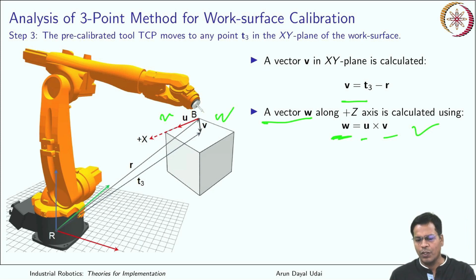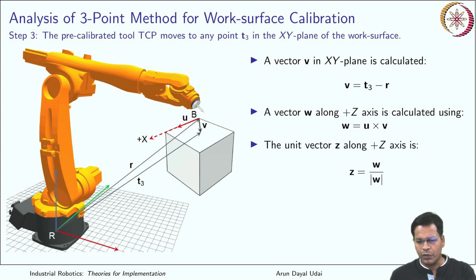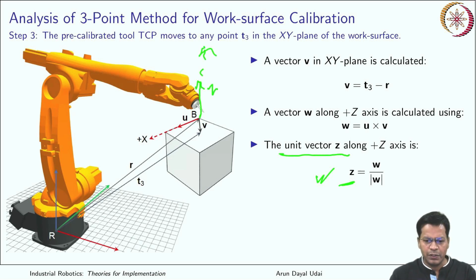So you got w. Now I am ready to find my unit vector along the z axis. That is nothing but w divided by the magnitude of w. So you got z. You have now obtained a z vector, a unit vector, which is aligned along the positive z axis. Got it? So that is found.